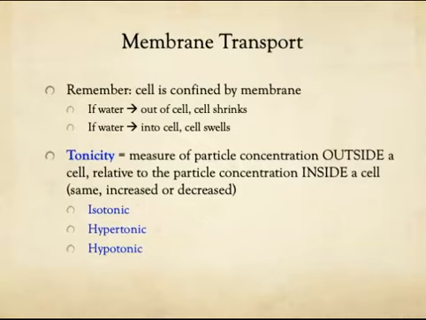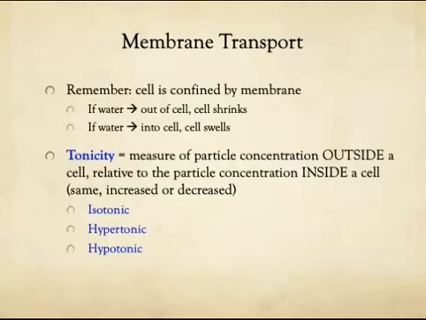For example, if too much water were to leave a cell through osmosis, that cell would sort of shrink down upon itself. And if that shrinkage went too far, the cell would actually die. If too much water were to move through osmosis into a cell, the opposite thing would happen. That cell would start to swell. And if a cell swells up too much, it's going to rupture and the cell will die.